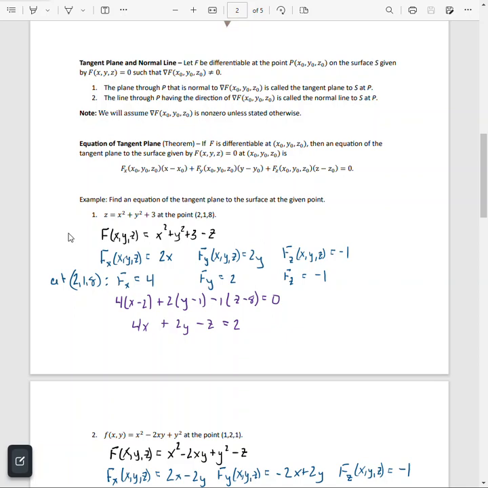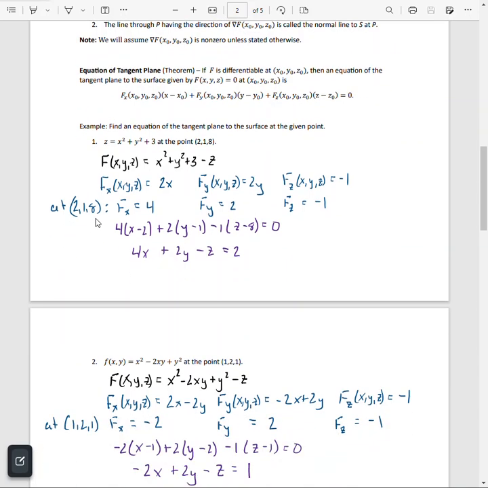Now the partial derivatives, right? Using this function, the partial derivative with respect to x, this is the only term with x's, derivative is 2x. Partial derivative with respect to y, this is the only term that has a y, derivative is 2y. Partial derivative with respect to z, this is the only term that has a z, derivative is negative 1.